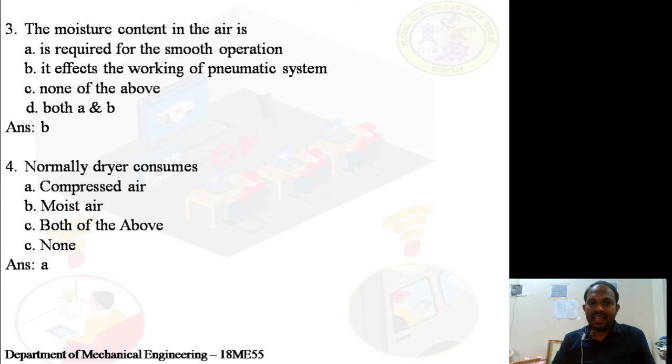The moisture content in the air is required for the smooth operation. Moisture content, is it required for the smooth operation? No, absolutely wrong. It is actually the opposite. It is not for the smooth operation. It affects the working of the pneumatic system. It is certainly right. Okay, and none of the above? No. Both A and B? No. It is only B, that is, the moisture content in the air will affect the working of the system. It will not give any smooth operation.